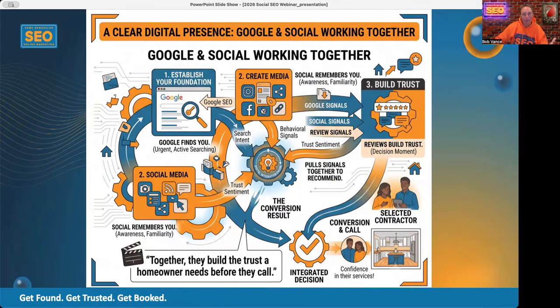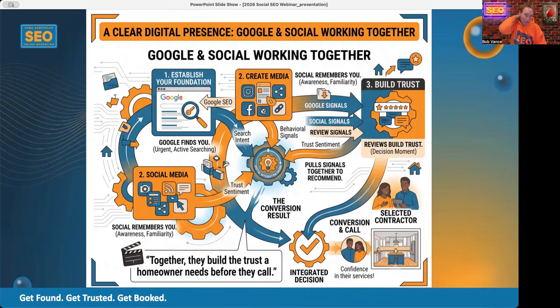Number one, you're establishing your foundation, your website, the hub of everything you do, explains your services. And Google captures those homeowners who are actively searching. They're urgently searching right now for your company. And then social media creates that awareness and that familiarity long before that search actually happens.